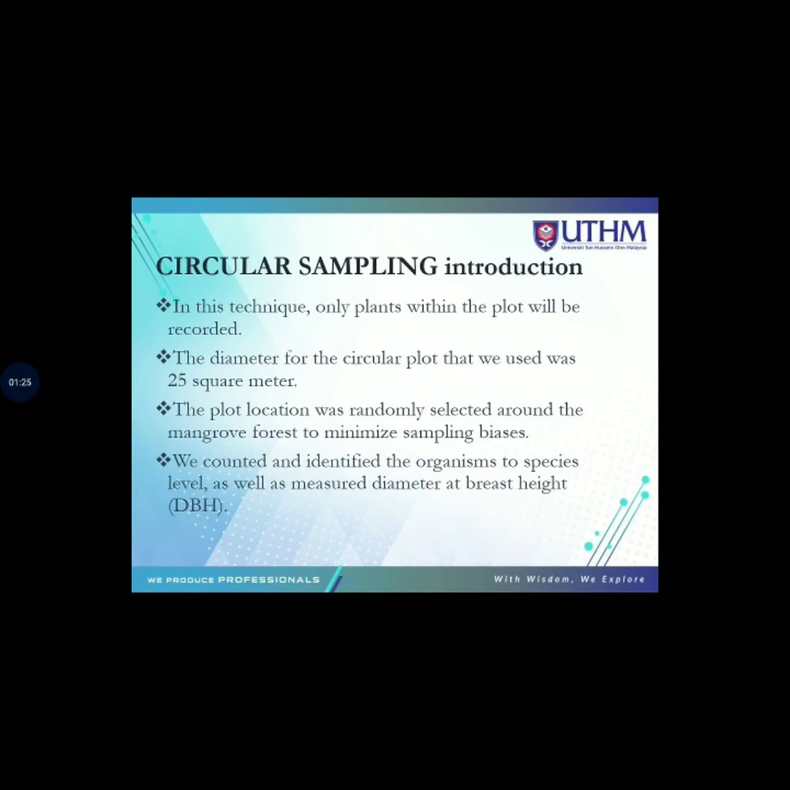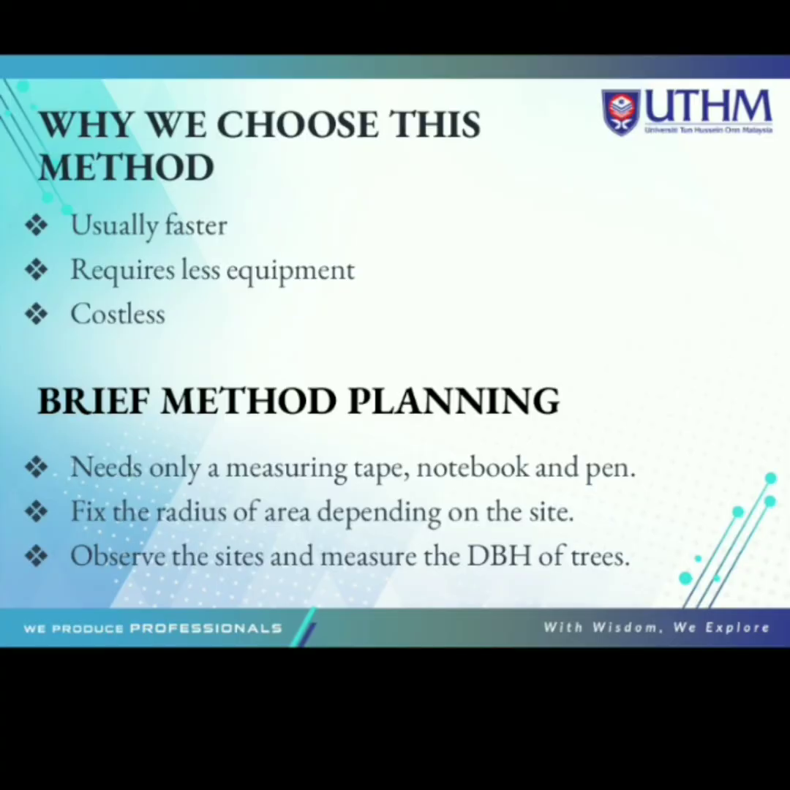So why did we choose this method? Because it is usually faster and also requires less equipment, thus it is low-cost. Our method planning suggests needing only a measuring tape, a notebook and a pen. After that, fix the radius of the area depending on the site. Finally, observe the site and measure the DBH of the trees.